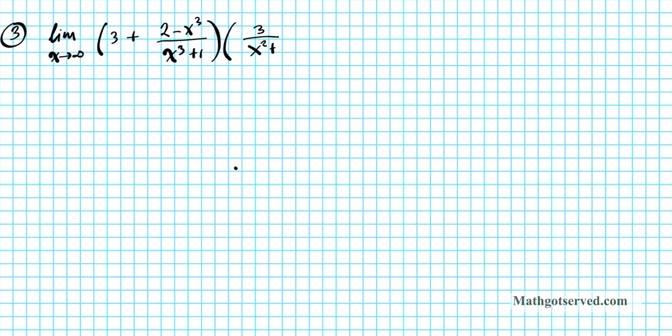Number 3. What if we have the limit as x approaches infinity of 3 plus 2 minus x to the third over x to the third plus 1, times 3 over x squared plus x minus 5? What if we had this situation? How do we find the limit as x approaches infinity? That's the question.